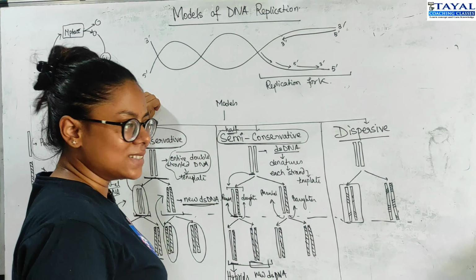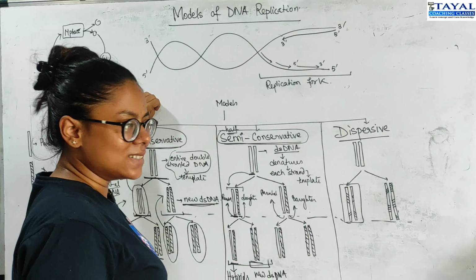So the 3' to 5' strand gets a continuous manufacture, which is known as the continuous strand. But the 5' to 3' strand gets a discontinuous manufacture, and it's known as the discontinuous or the lagging strand. The segments of DNA that are formed are known as the Okazaki fragments.